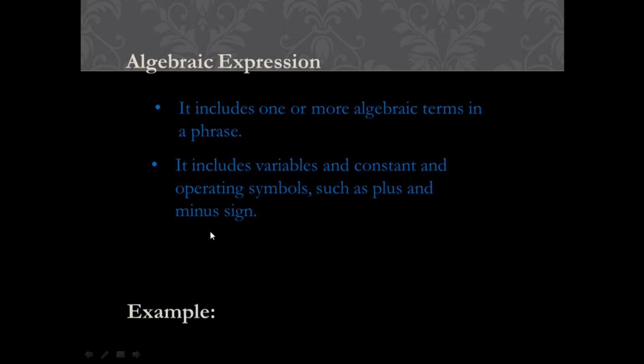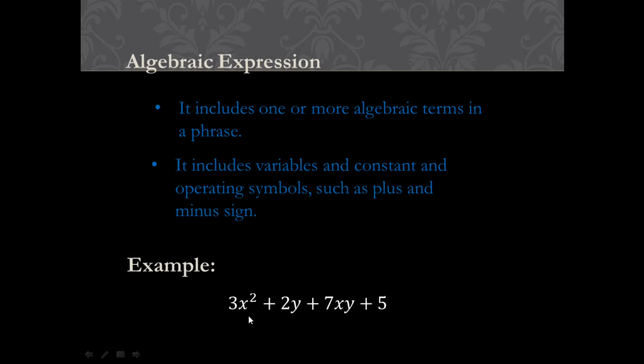So for example, we have 3x squared plus 2y plus 7xy plus 5. As we observe, it consists of four terms: 1, 2, 3, and 4. It has also variables and also constants. And it has also the operating symbol, the positive or the plus sign.